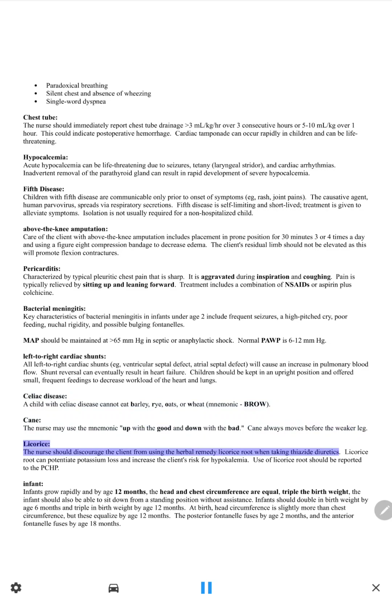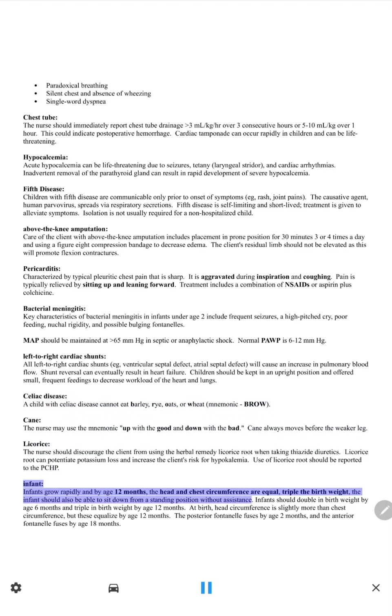Licorice. The nurse should discourage the client from using the herbal remedy licorice root when taking thiazide diuretics. Licorice root can potentiate potassium loss and increase the client's risk for hypokalemia. Use of licorice root should be reported to the PCHP.